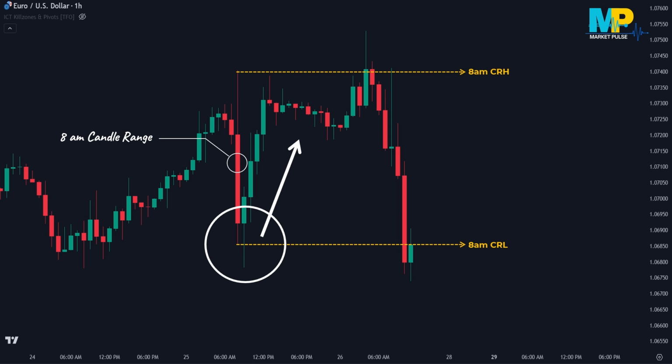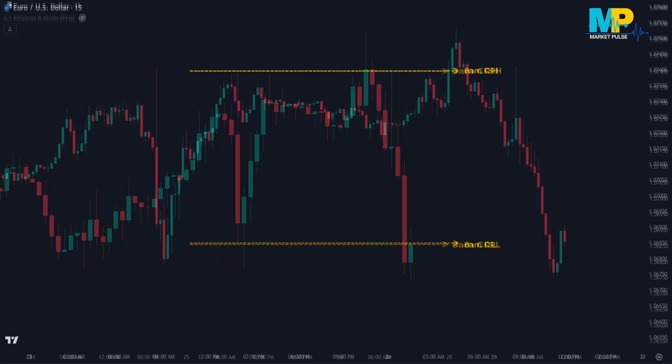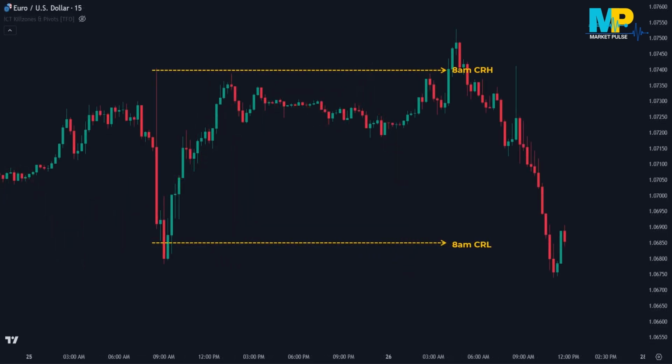Let's see, if we were behind the screen and monitoring the market, how could we enter the market with this CRT model? After identifying our range candle and drawing the high and the low of the range candle as the candle range high and candle range low, we need to zoom into the 15-minute time frame to gain a clearer view of price action and also to monitor the candlestick better. In the next step, we should wait for the 9 a.m. and monitor the price action in this specific time.